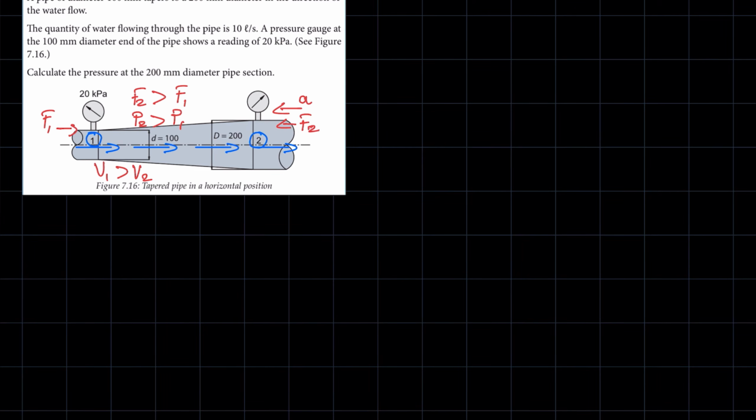Now let's look at what you've been given. We have D1 is 0.1 meters, and D2 is 0.2 meters.